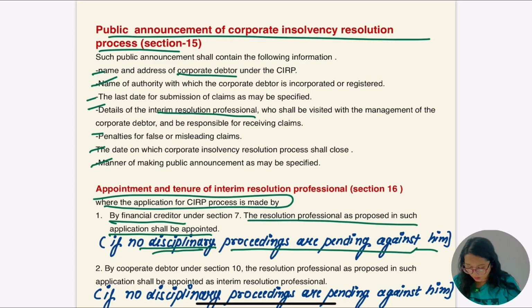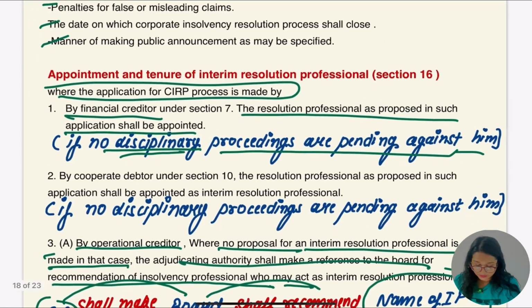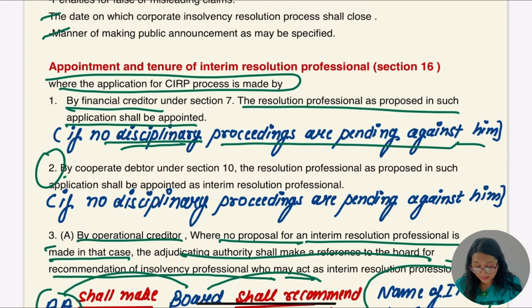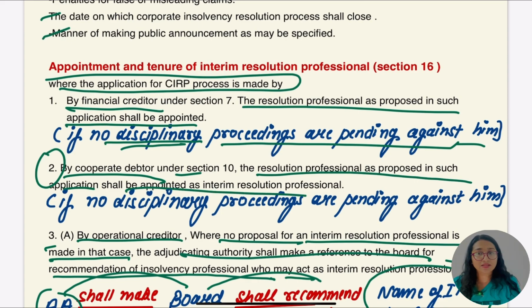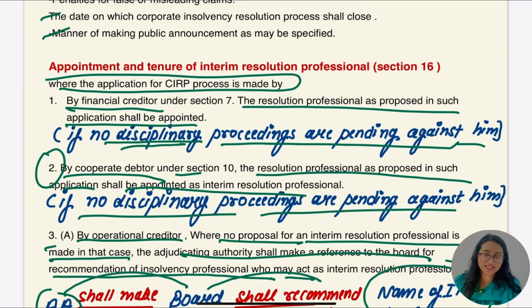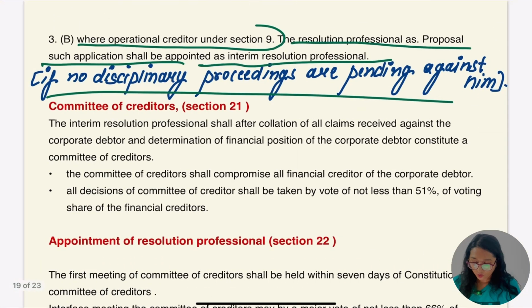There is one point remaining. The second point is the corporate debtor itself under Section 10. Here too, the resolution professional as proposed in such application shall be appointed as interim resolution professional if no disciplinary proceeding is pending against him. So this was a similar thing. It is clear now. Under Section 16, the appointment and tenure of the interim resolution professional is written. Hope this point was clear.